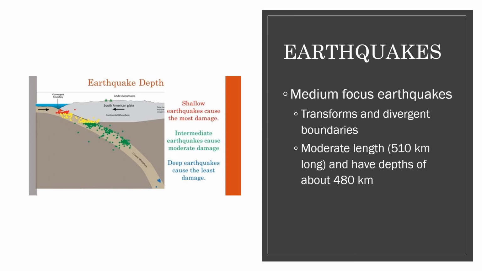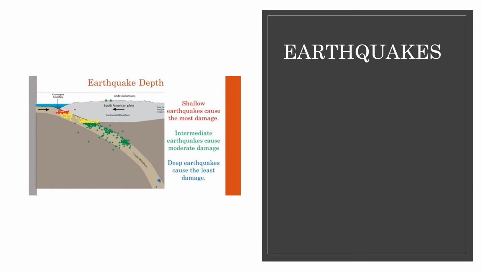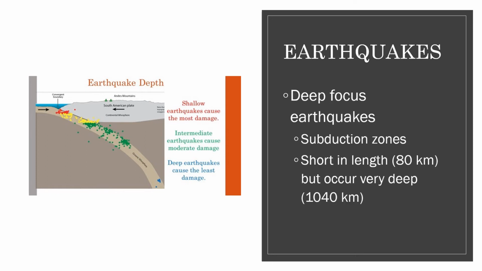Next, we have medium focus earthquakes. These occur along transform and divergent boundaries, and they are of moderate length and have depths of about 480 kilometers. The most destructive earthquakes are the deep focus earthquakes, and they occur along subduction zones. Oceanic trenches are associated with this type of earthquake, and they are short in length but occur very deep.